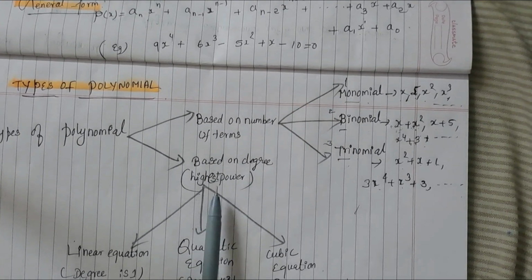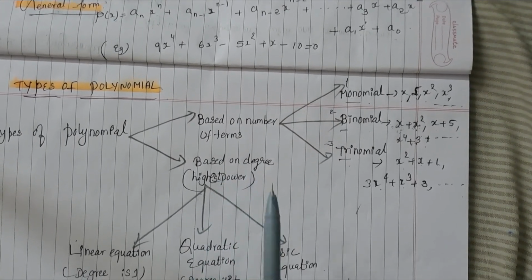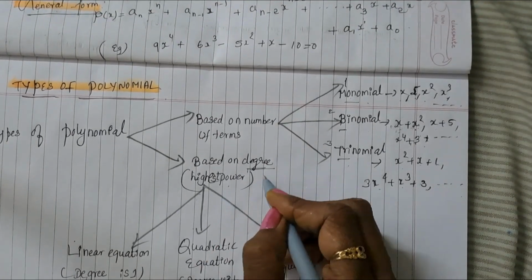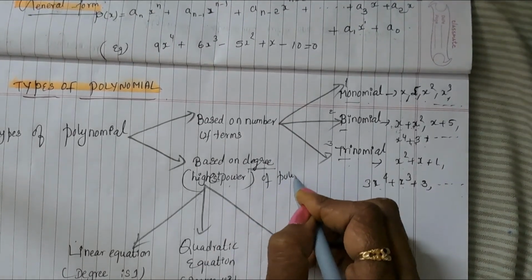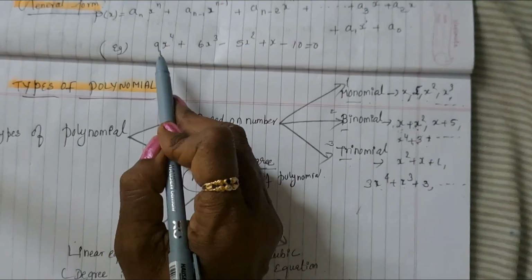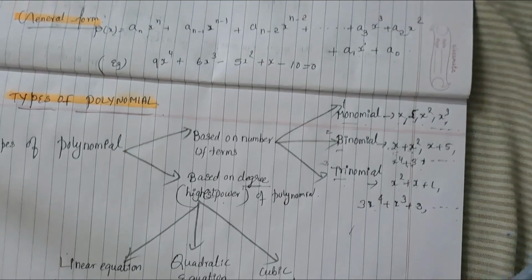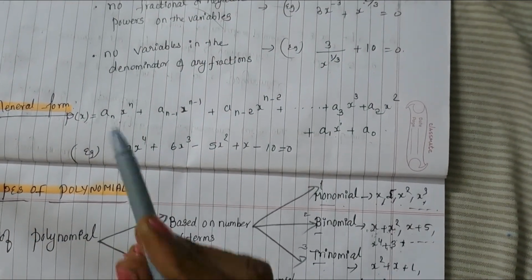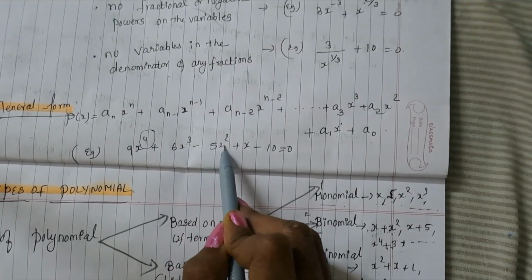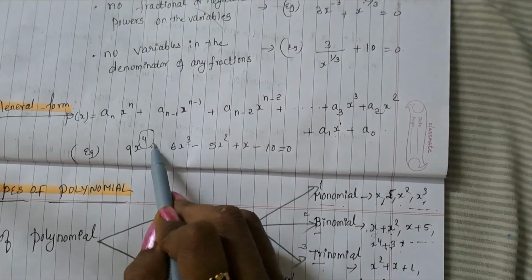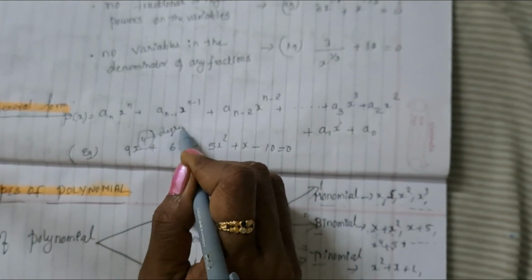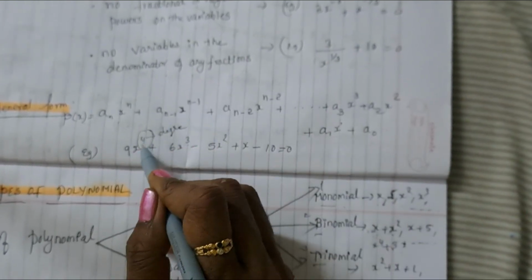The next type we are going to see is based on the degree. What do you mean by degree? Degree is nothing but the highest power of that polynomial. Suppose I am writing some polynomial here. See this polynomial, x power 4. This power 4 is the highest power compared with 3, 2, 1. So this is nothing but the degree of the polynomial. So the degree of this polynomial is 4.